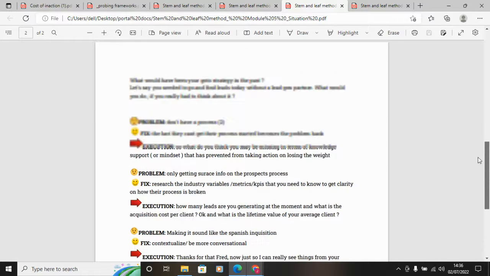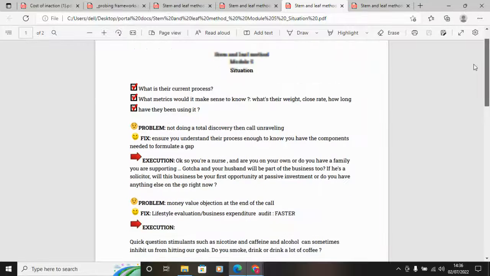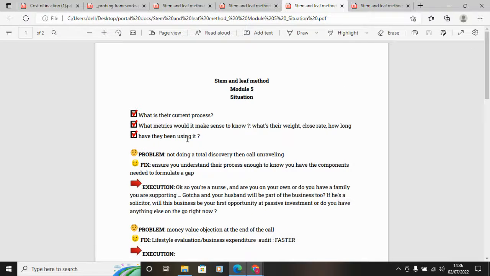All right. So in terms of the situation questions, that's what we need to get before moving on. And these are the hacks, the problems and how to fix them, so that you can safely navigate the phase, but also identify what may be going wrong.